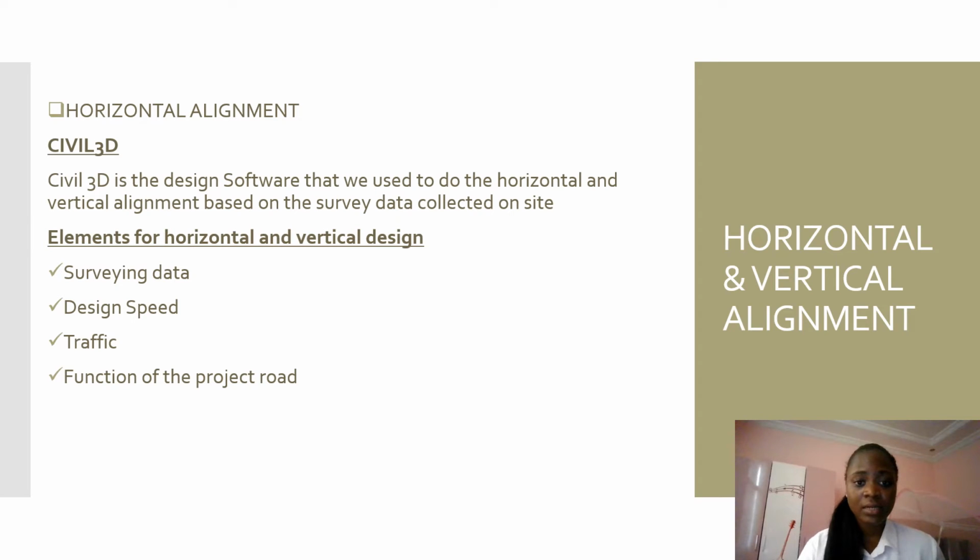One of the tools that helped us efficiently do the geometric design is Civil 3D, which is a design software that we use to do the horizontal and vertical alignment as well as the cross-sectional design based on the survey data collected on site. So the elements of the horizontal and vertical design are the survey data, of course, the design speed, the traffic, and also the function of the project road.